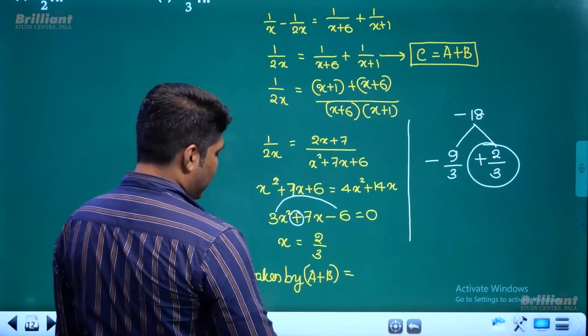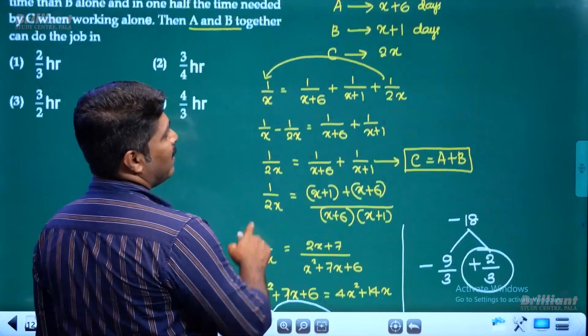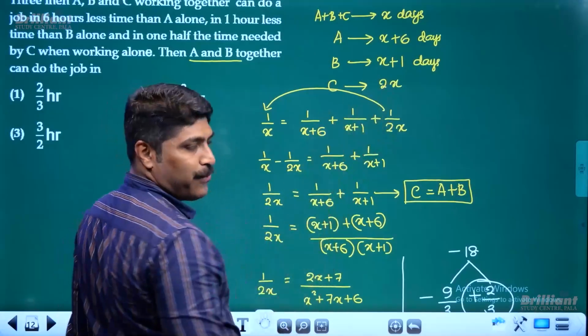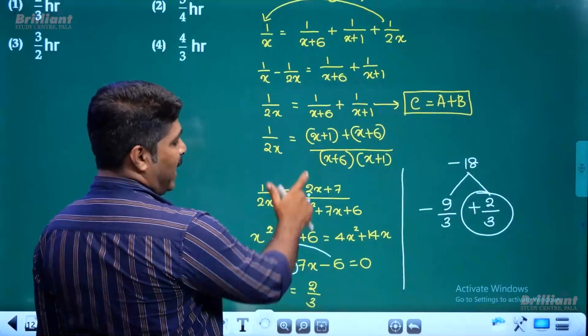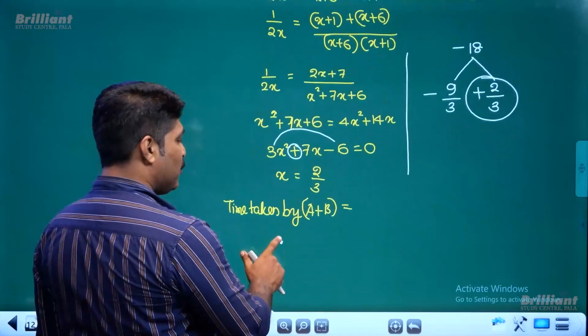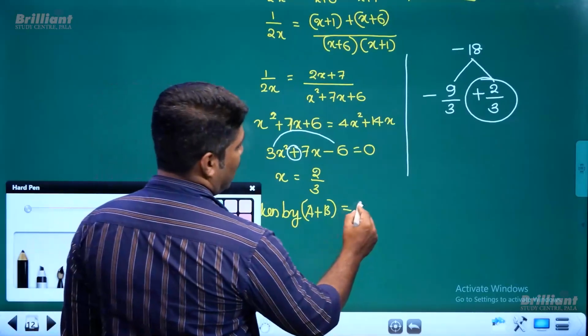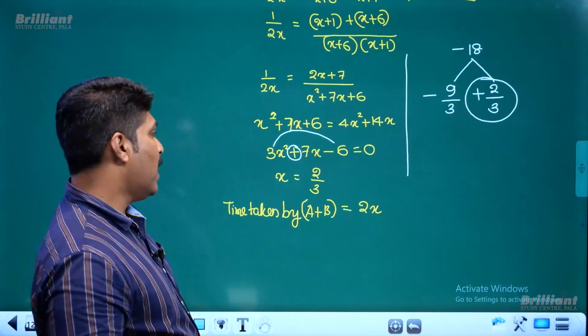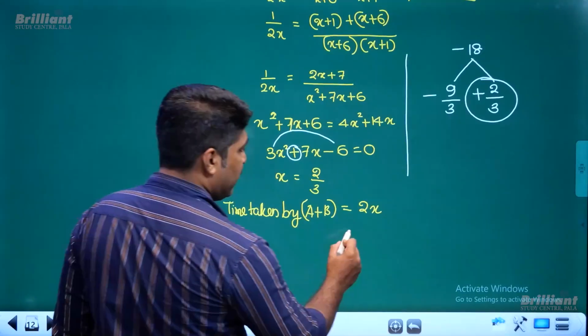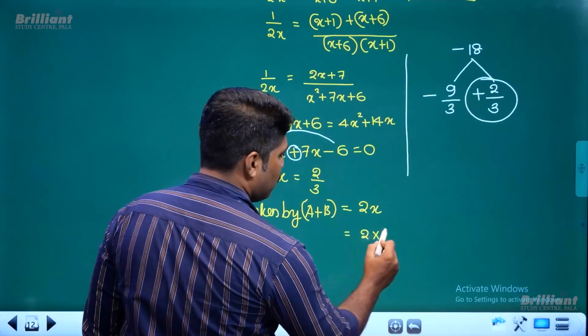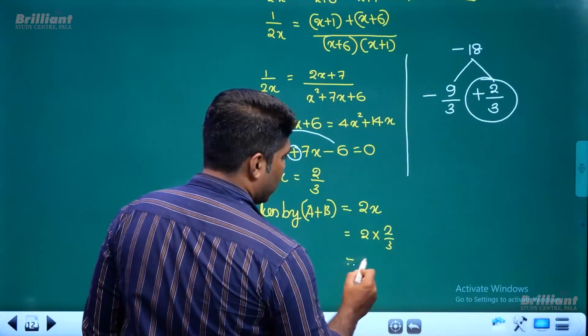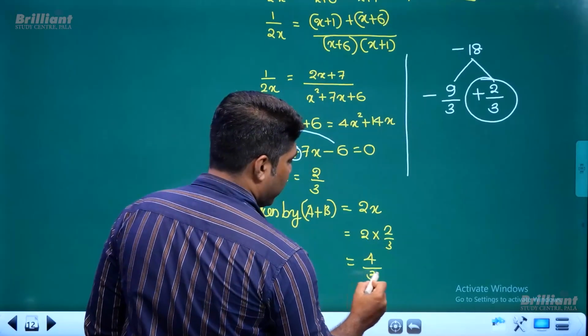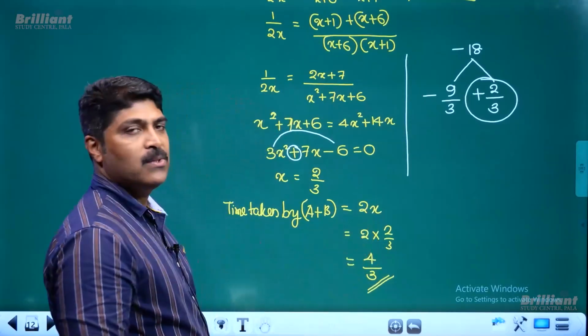So the time taken by C, we assumed as 2x. Therefore, the time taken by A and B together, that's also we can assume as 2x. So as we got the value of x as 2 by 3, this is 2 into 2 by 3. So our answer is 4 by 3. Got it? So this is the answer.